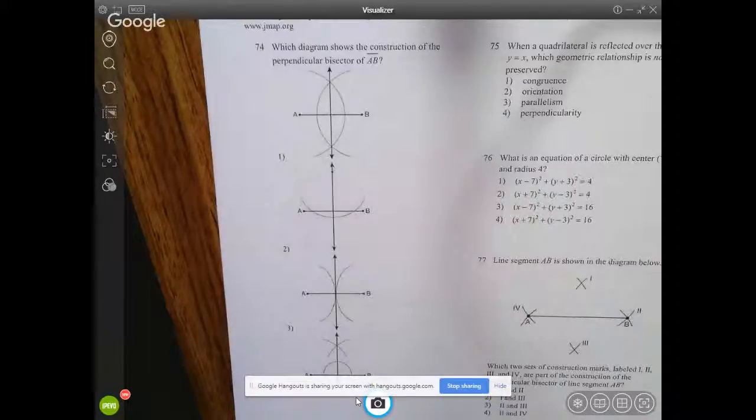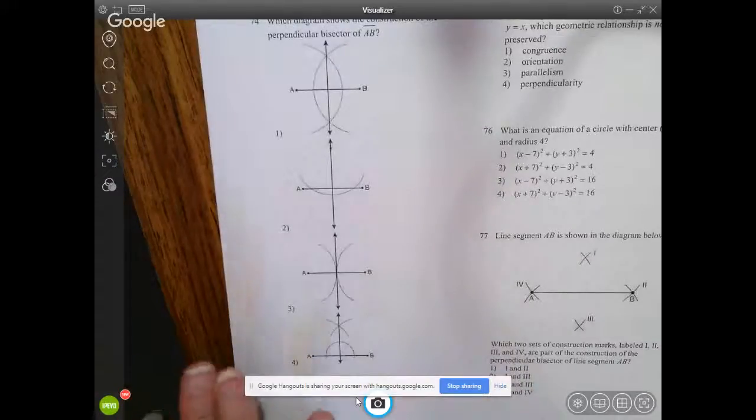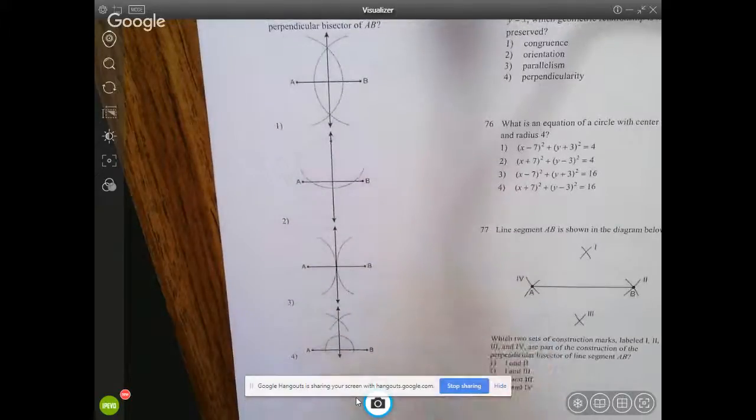We're on question number 74. This is a very easy one. It asks you which diagram shows you the construction of a perpendicular bisector. The two that you really should always know are perpendicular bisector and angle bisector. Those are the ones that are most referenced. Class, which one is it? Who's got the answer?